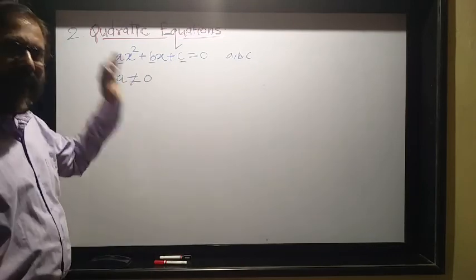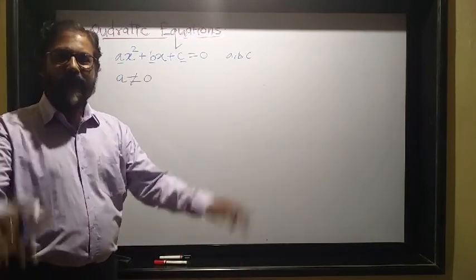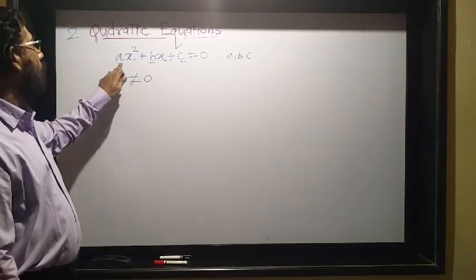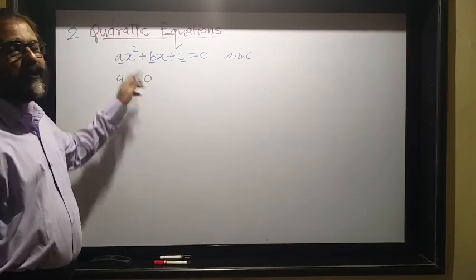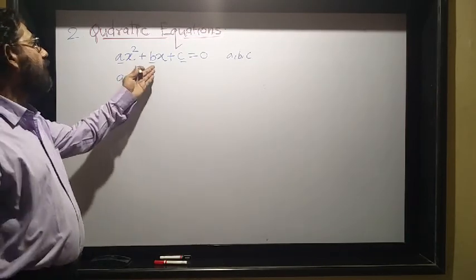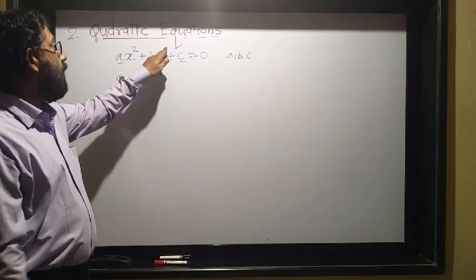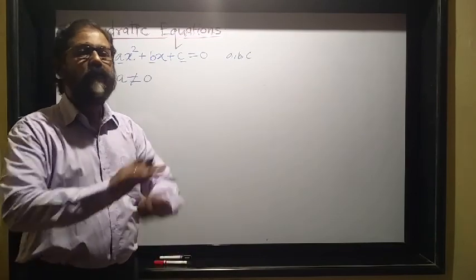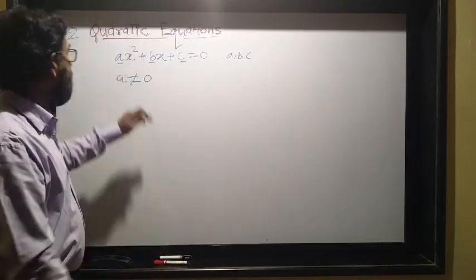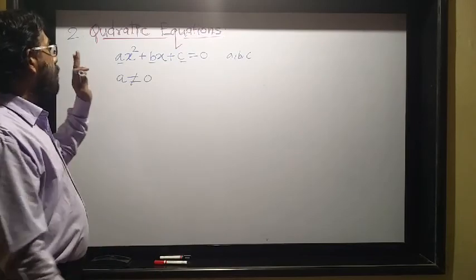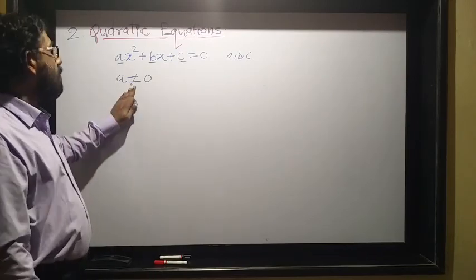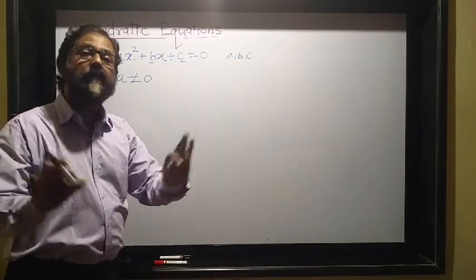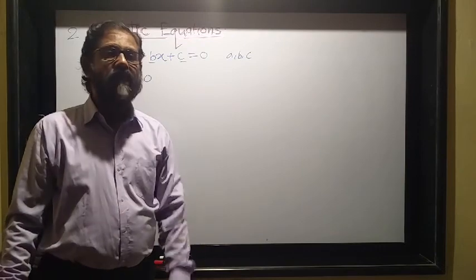Why? Because if a is equal to 0, then that will not become the quadratic equation. If we consider a is equal to 0, so definitely 0 multiplied by x square is equal to 0, and then you will get bx plus c, where x is having only one power, so that will not be a quadratic equation. So at the time of definition, particularly we have to mention here that a is not equal to 0. b and c can be 0, but a is not equal to 0.